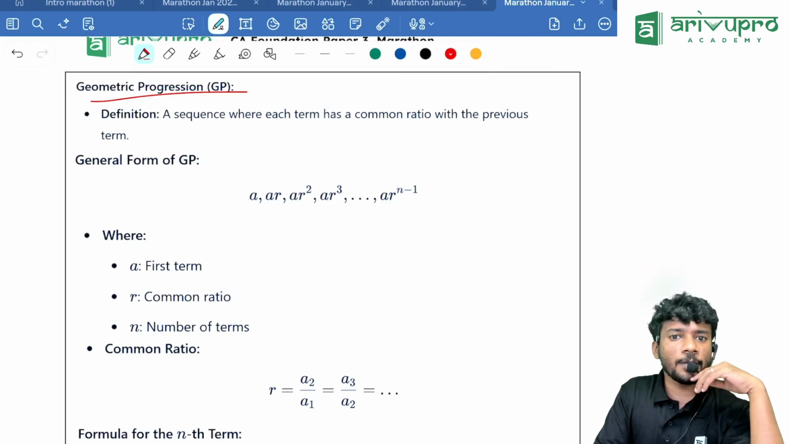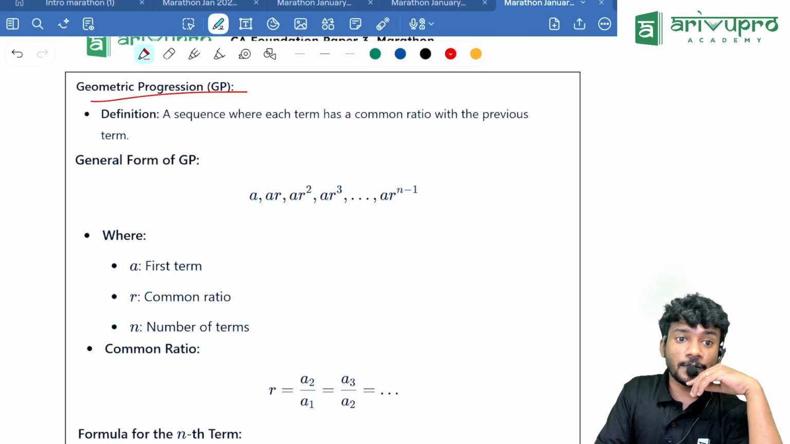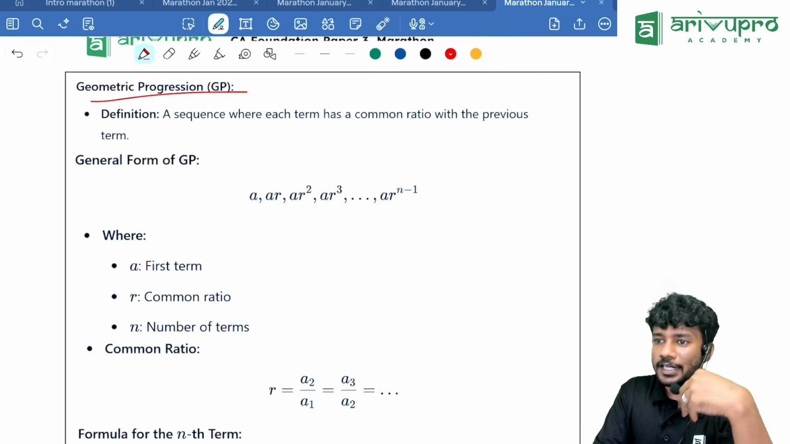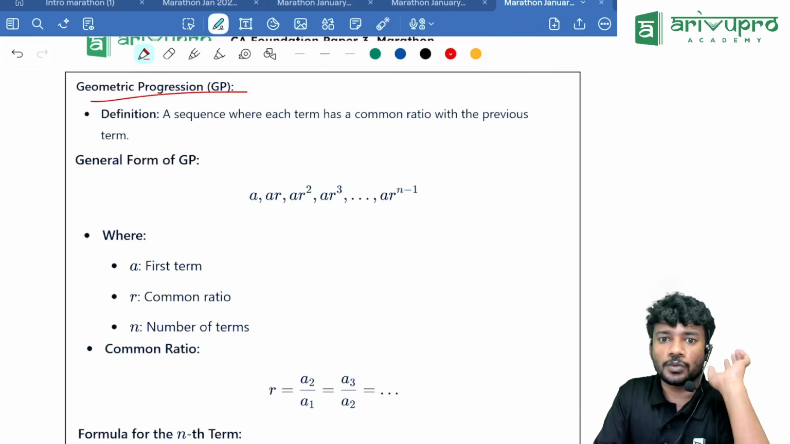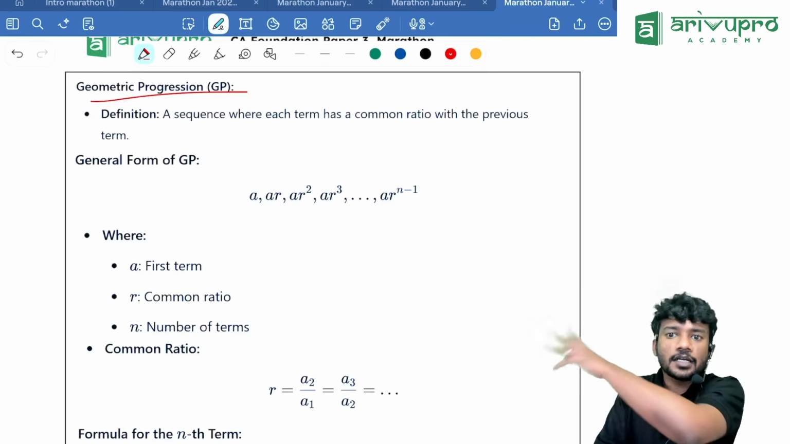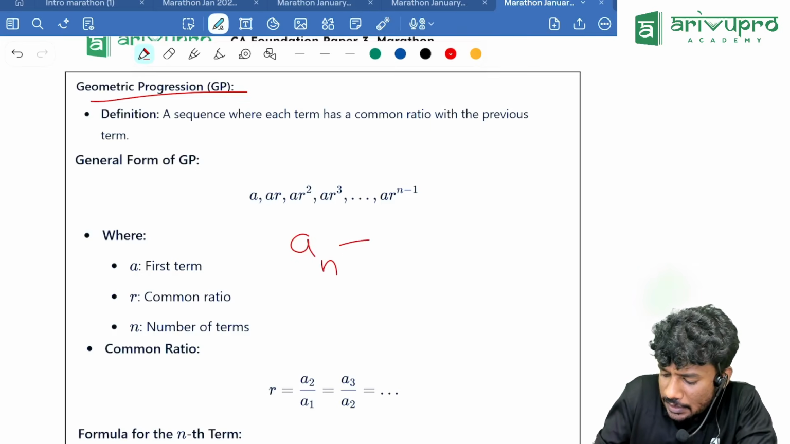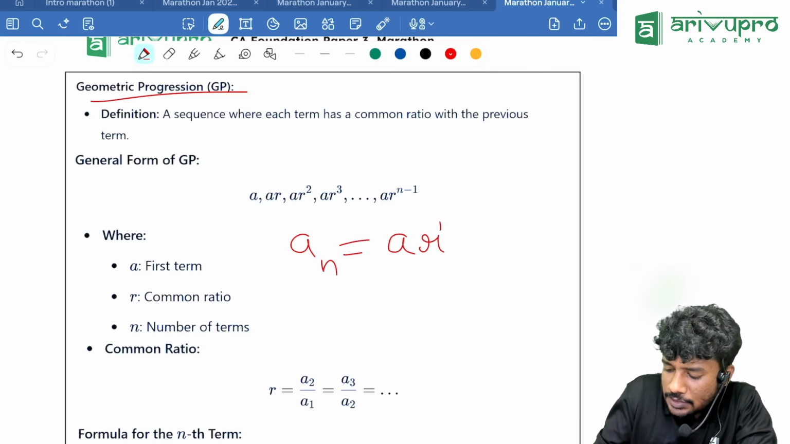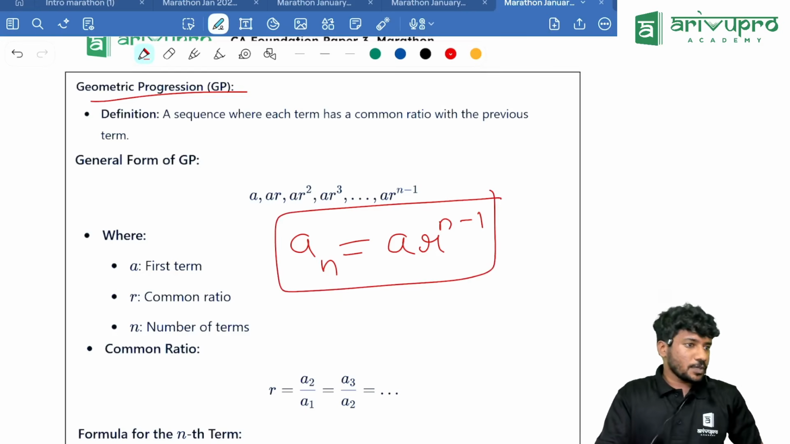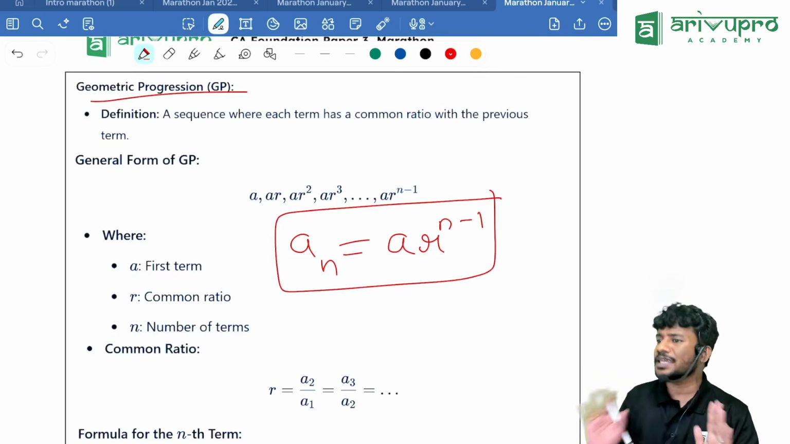Now, in geometric progression, what is going to happen? A common ratio will be there. How will you determine the common ratio? Second term divided by first term is equal to third term divided by second term, and so on forever. In general, the nth term of a GP is A R raised to n minus 1. Make a note of it. It is not necessary to remember this, but keep a note of it.